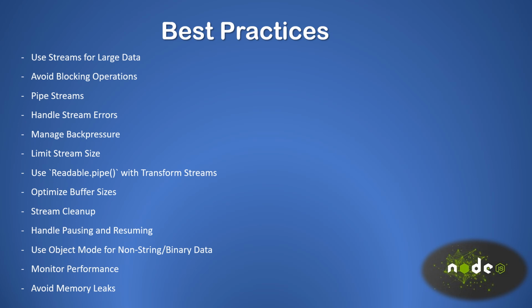Stream cleanup: properly handle the end and close events to ensure resources like file handles are released. Handle pausing and resuming. You can pause and resume the stream if you need to temporarily stop the flow of data, like readable.stream.pause or resume. Use object mode for non-string binary data. If you need to stream objects, not just buffers or strings, use object mode streams so that it allows you to work with objects rather than the binary data. Monitor performance regularly, especially in high throughput applications. Use tools like Node.js performance hooks and monitor event loops to identify bottlenecks.